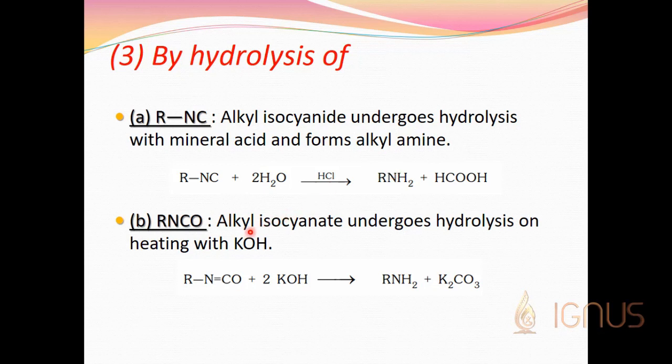Next, from hydrolysis of alkyl isocyanate. Alkyl isocyanate undergoes hydrolysis on heating with KOH. Here also you will be getting RNH2 as the product along with K2CO3. Here you can see RNC is converted into RNH2. Here RNCO is converted into RNH2. In both the cases you will be getting primary amine as the product.